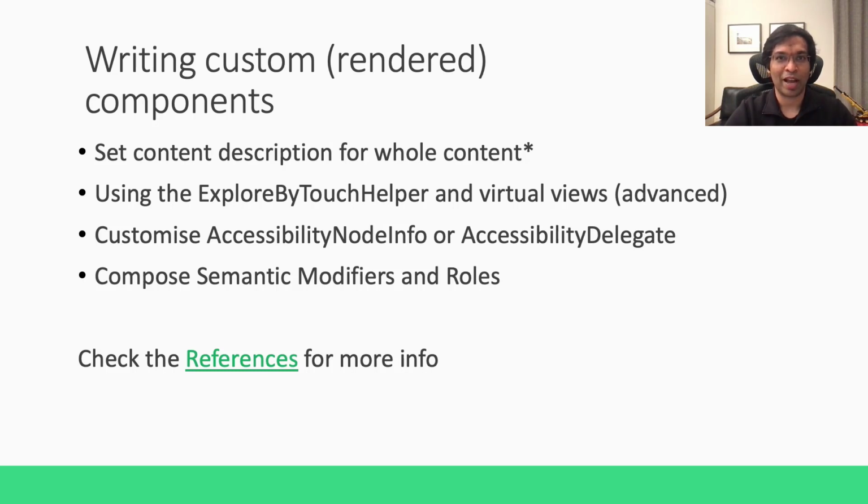A good way of figuring out how other components do this, like switches, is to actually look at the code and see how they build up their custom information for this. In Compose, there's also a bunch of additional semantic modifiers. I'd really recommend looking into the references for the slides, and especially around roles.